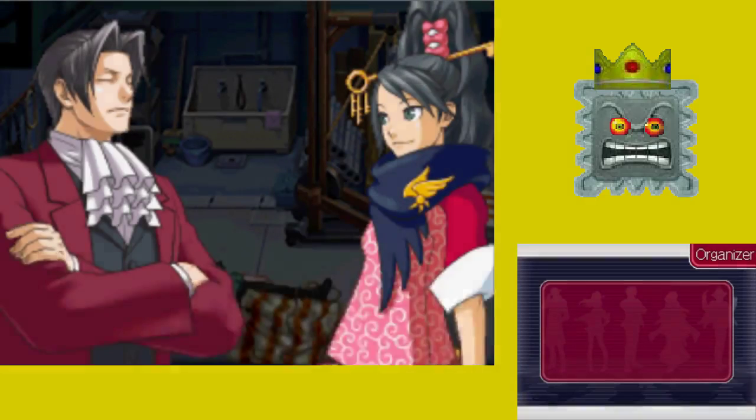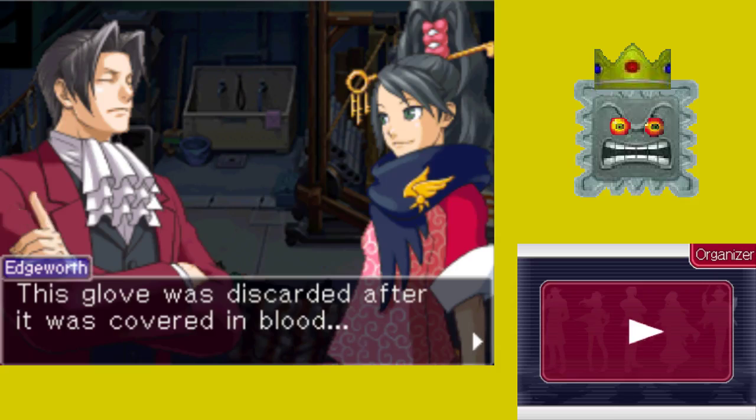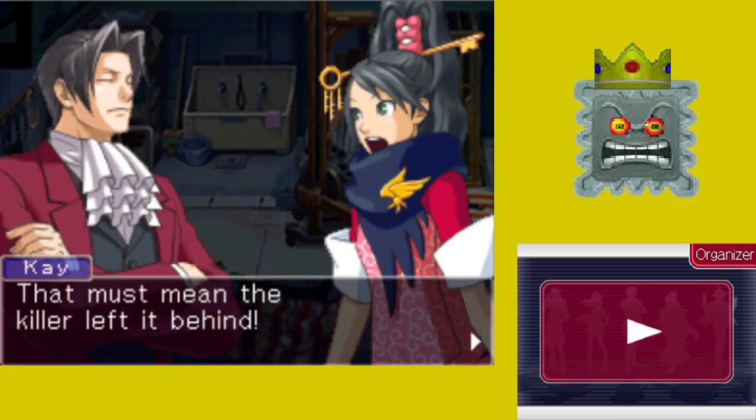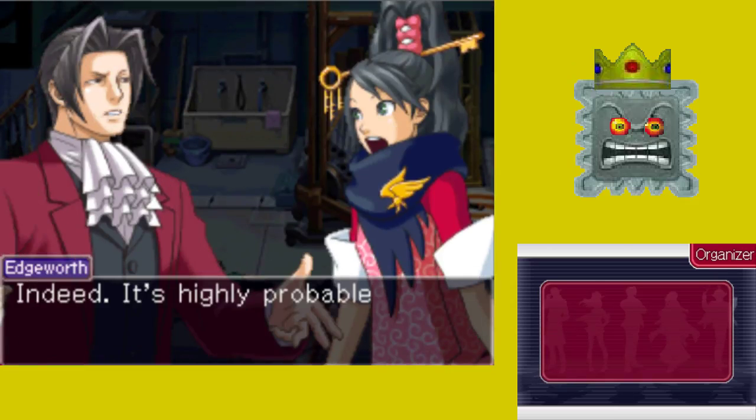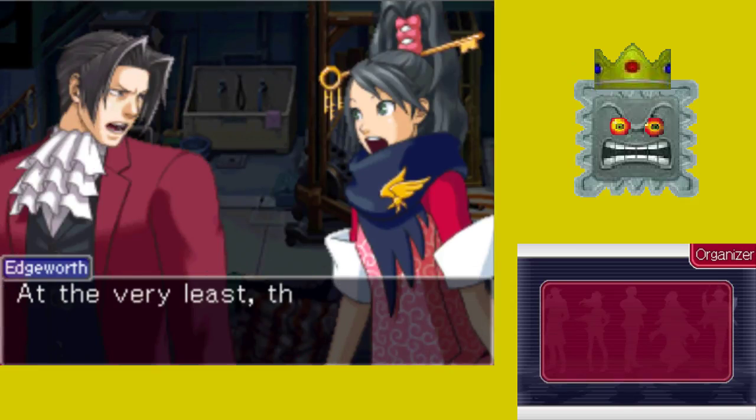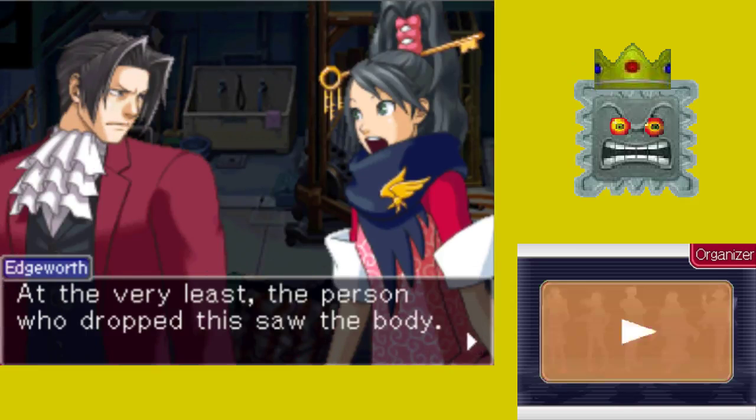Fingers on the glove are covered in blood. This glove was dropped after the pool of blood formed. And why is that? If it was on the floor before the blood had formed, the blood would have formed an outline around the glove. Ah, I see. The blood would have only gone on the edges of the glove. This glove was discarded after it was covered in blood. It must mean the killer left it behind. Indeed, it's highly probable. At the very least, the person who dropped this saw the body.